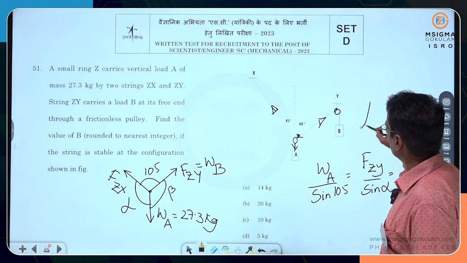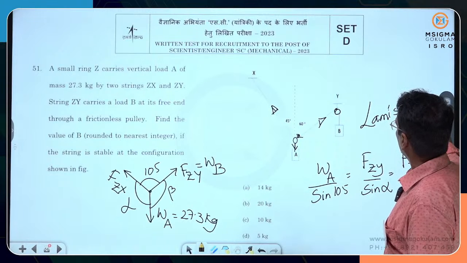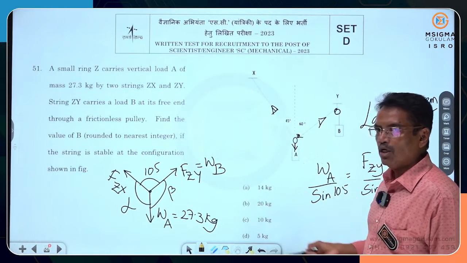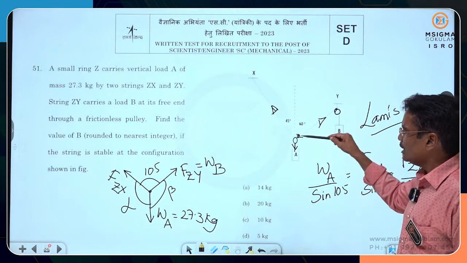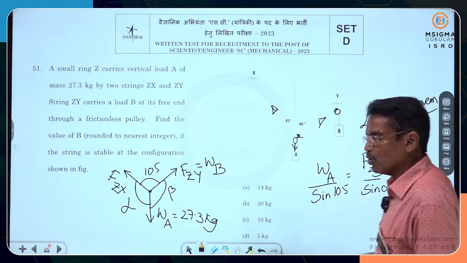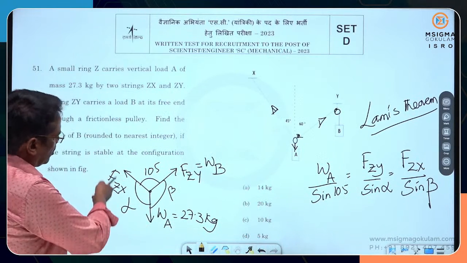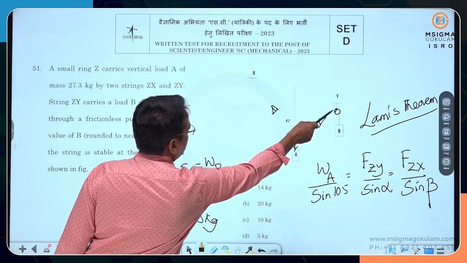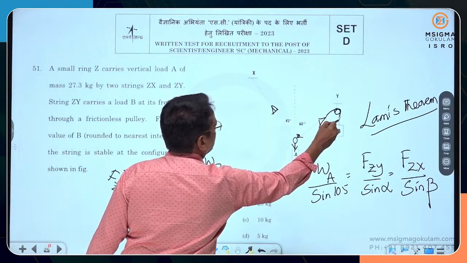This theorem is also called Lami's theorem. When 3 concurrent forces are acting on a body and keep that body in equilibrium, each force will be proportional to the sine of the angle between the other 2. That is famously known as Lami's theorem, or the sine rule, and you can apply it and get the answer for all the 3 forces. This is given, and the weight of B is acting here because it is a frictionless pulley, right?